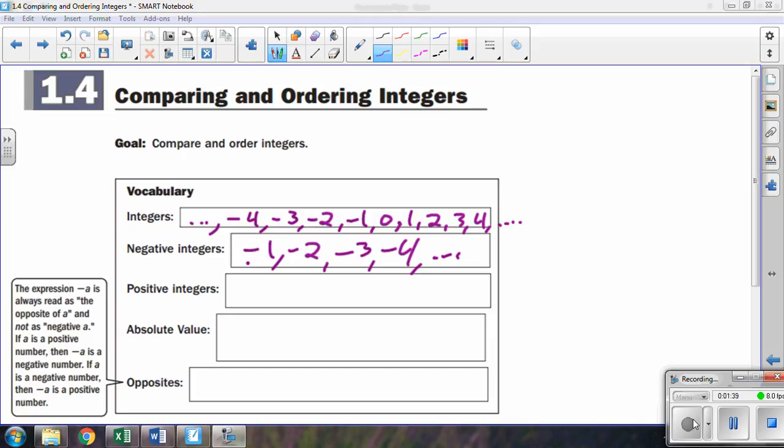And positive integers are just the ones that you would count with. 1, 2, 3, 4, 5, 6, 7, 8, 9, 10. And please notice that 0 does not appear on that list because 0 is not positive, 0 is not negative, it's neutral. But 0 is one of the integers.